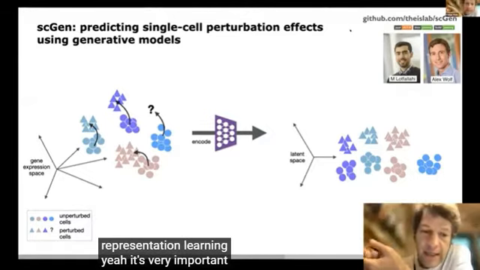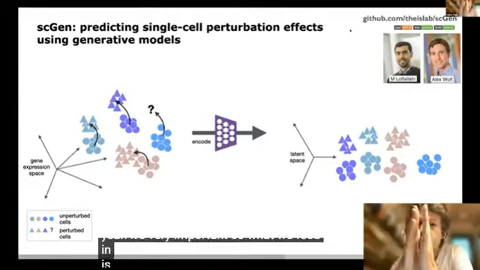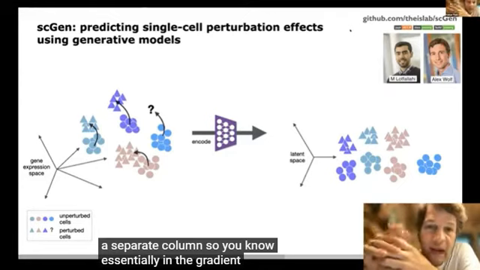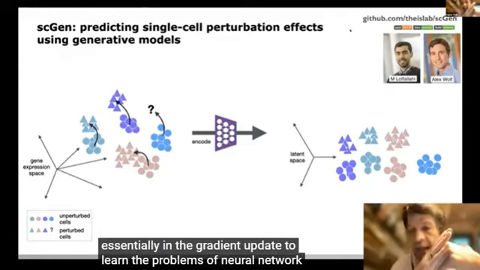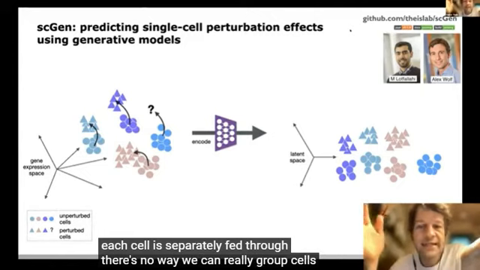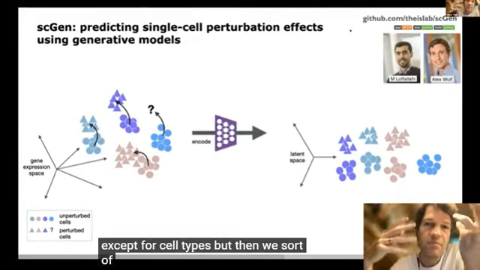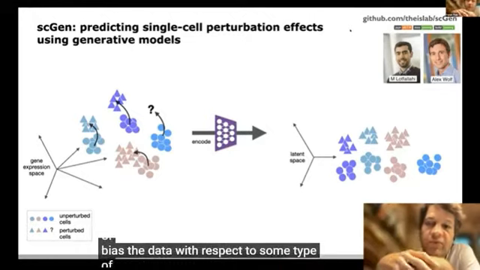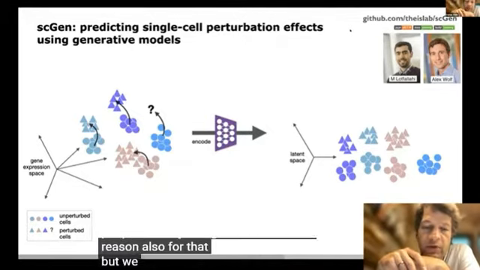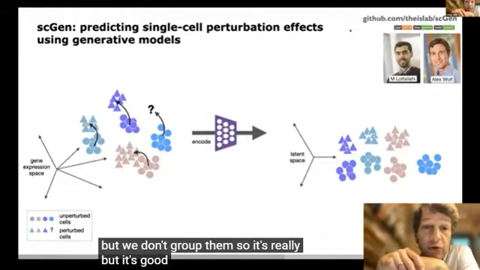Yeah, it's very important. So what we feed in is really a matrix where each cell gets a separate column. So, essentially in the gradient update to learn the parameters of a neural network, each cell is separately fed through. There's no way we can really group cells except for cell types, but then we sort of bias the data with respect to some type of pre-clustering. And there's some people actually doing this. There's some reason also for that, but we don't group them. So it's really per cell, but it's good to have variation in there.